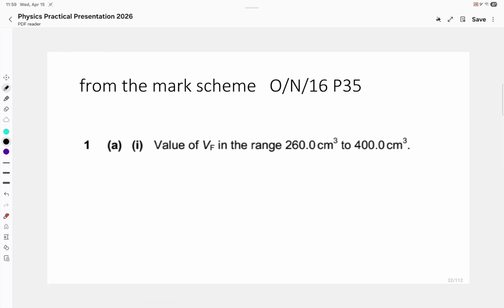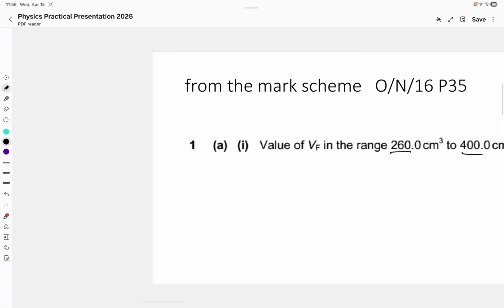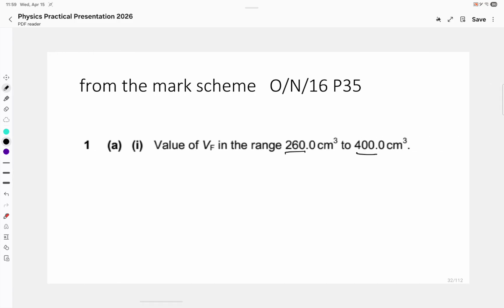Volume VF could be in a range of 260 to 400, depending on what volume of the water or liquid is provided in the jug. The examiner knows it, by the way. The person who has set this apparatus already has an idea about the answers, because they first measure the volume and then put that volume of liquid in the jug, and let's see how the student will measure it. So I already have the answer of VF. Let's see what value the candidate gives me.